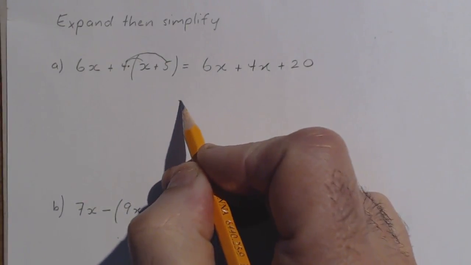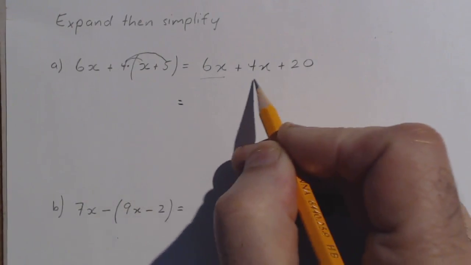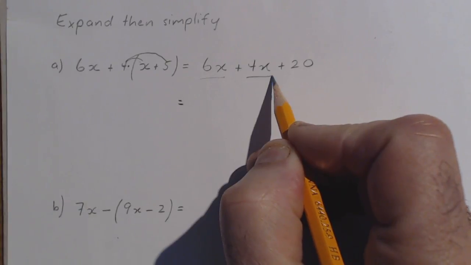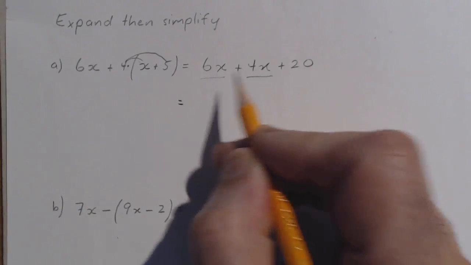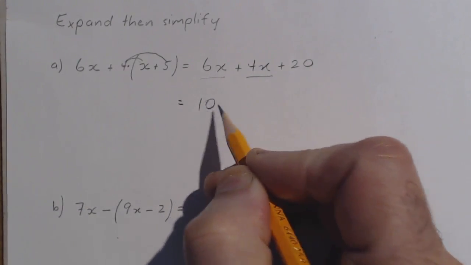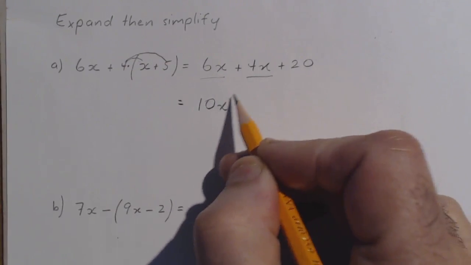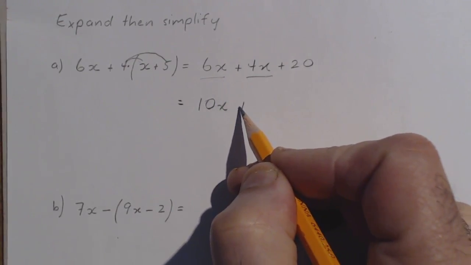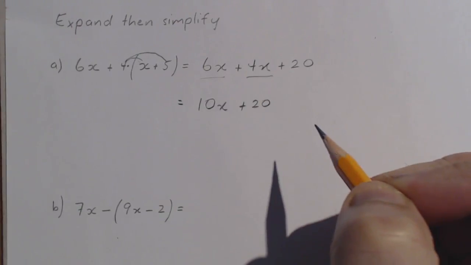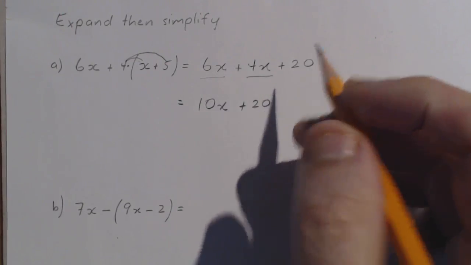Now, as you can see, we have like terms. We've got a 6x and a 4x. So I can collect them. 6 plus 4 gives 10. We keep the same variable, so 10x plus 20. And that's your final result there.